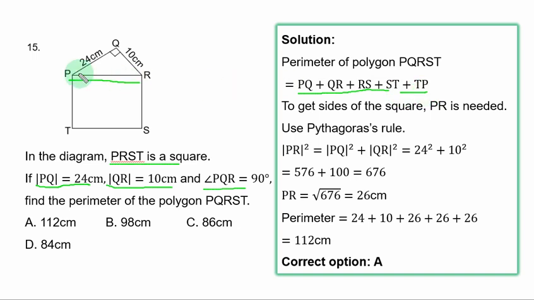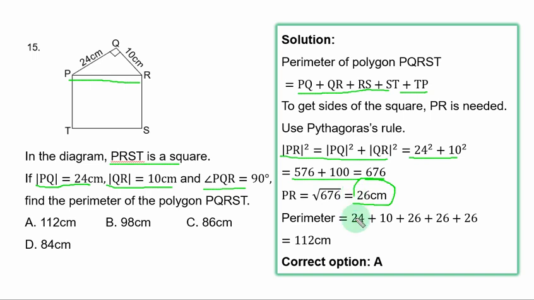Now PRST is a square, and from triangle PQR you need to get PR. Once you get PR, all the other sides of the square have the same value. Because this triangle is a right angle triangle, you can use Pythagoras rule to get PR. PR is equally the hypotenuse. So you have the rule stated in this form, and that is 24 squared plus 10 squared, and you have 576 plus 100 equal to 676. To get PR, you take the square root of 676, and that is 26 centimeters.